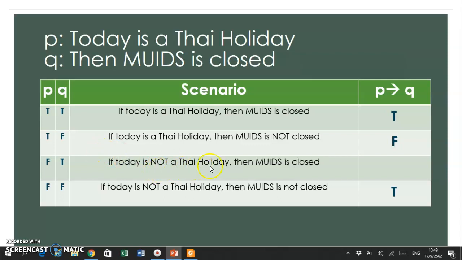Now this third one is a bit tricky. Okay? It says if today is not a Thai holiday, then MUIDS is closed. Okay? This one would be true because it stays consistent with our implicative statement, because there's no claim that's been made regarding if today is not a Thai holiday. Okay? So this one would be true.